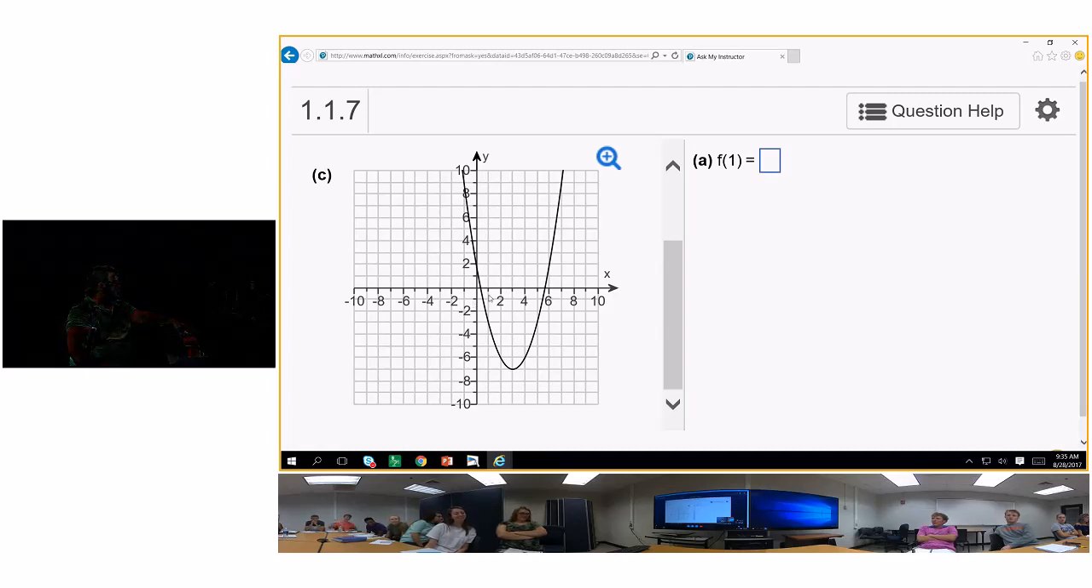Anyway, here's positive 1, and where x is equal to 1, look at there, at negative what? 3. So at that point, it's negative 3.